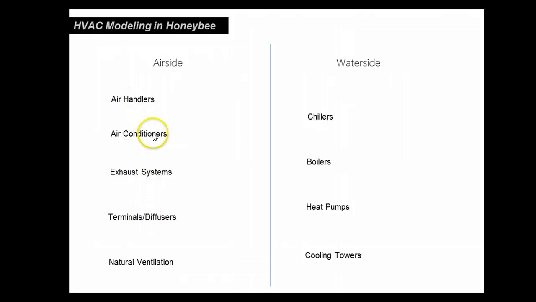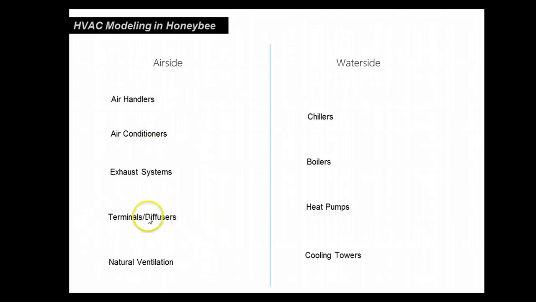So air handlers and air conditioners, I mentioned semantically, they're different. Air conditioners usually refer to smaller things, and air handlers tend to refer to large roof-mounted things. But they both do the same thing. They have fans in them. There's coils, and typically there's a cooling coil and a heating coil. You might have an airside economizer, but these other things that don't really condition the building per se, like exhaust systems, can also be considered part of the airside.